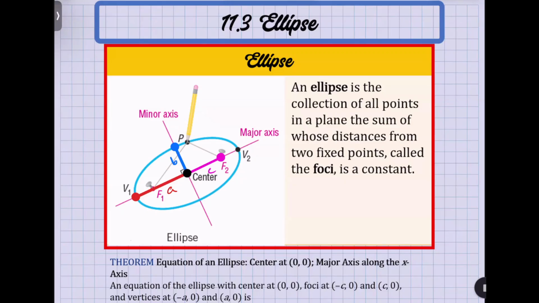Ellipse, however, will have two foci, meaning two focuses or two foci. Okay? So, however, the ellipse has an A length, a B length, and a C length.